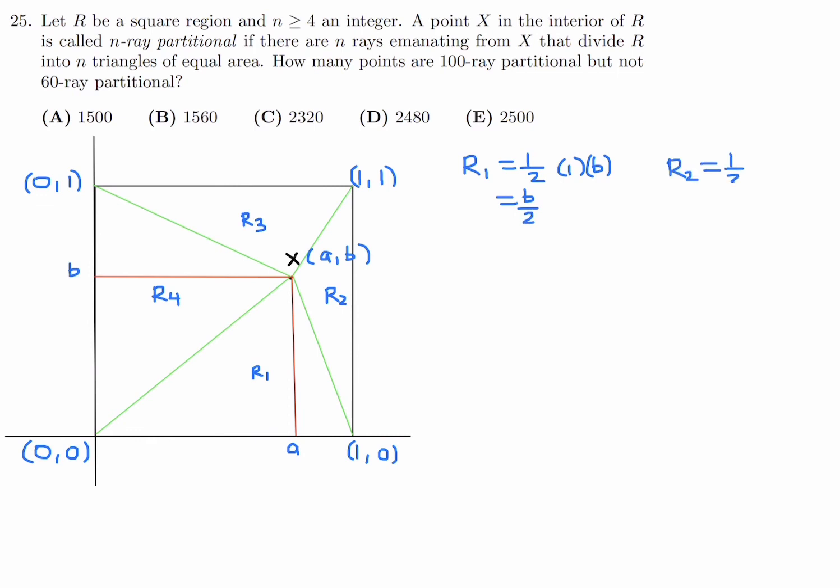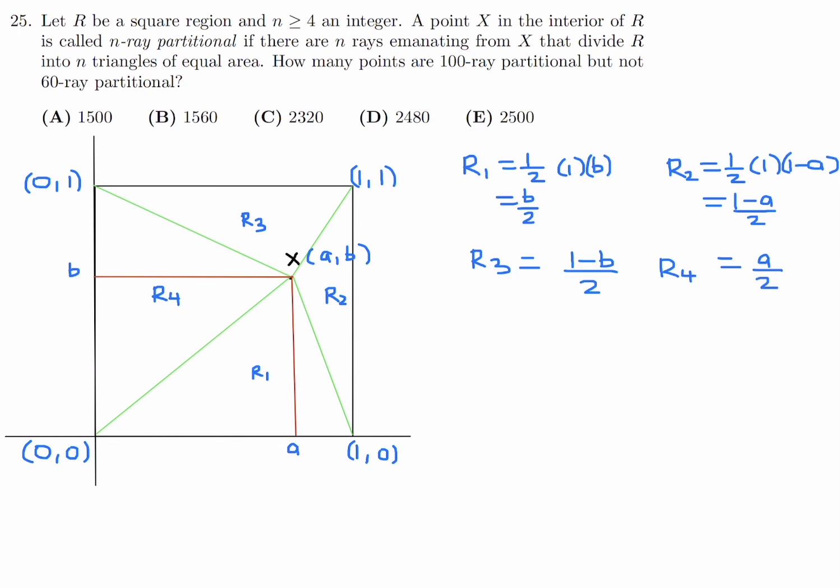R2, that is also 1/2 base times height. The base is 1, and the height is from here to here, which is 1 minus A. So that's (1 minus A) over 2. R3 is this one, and this height is 1 minus B. So it basically becomes (1 minus B) over 2. And finally R4, that's going to be A over 2 in terms of its area.